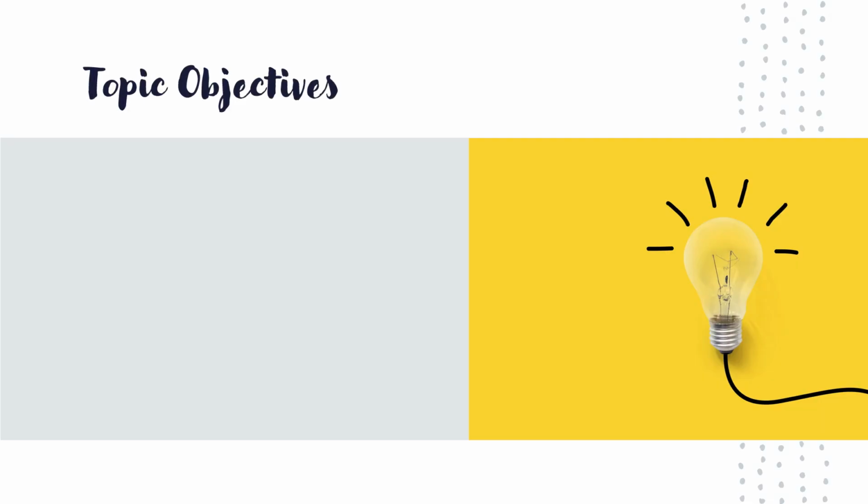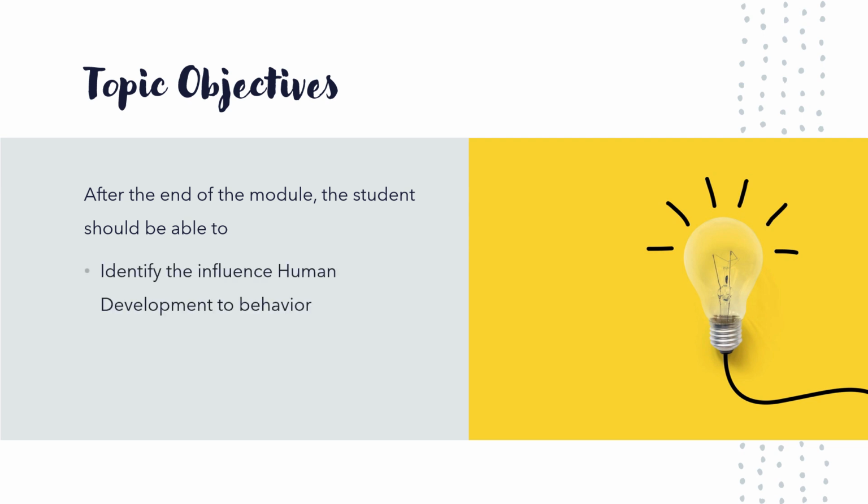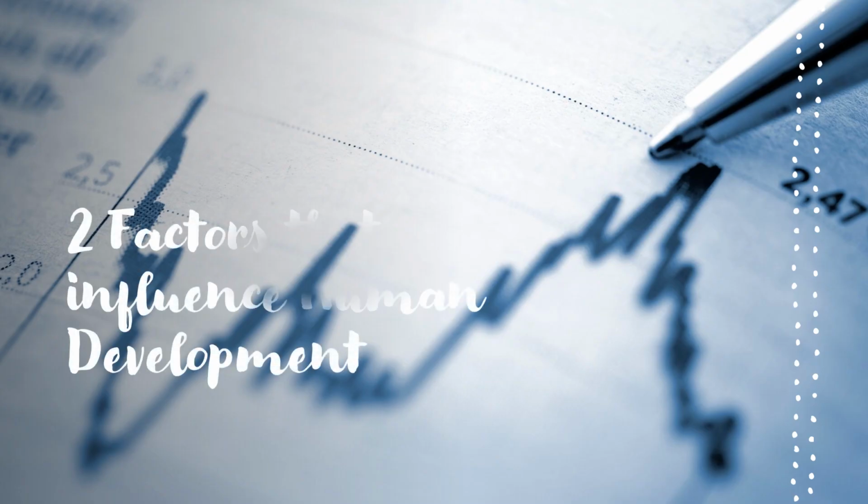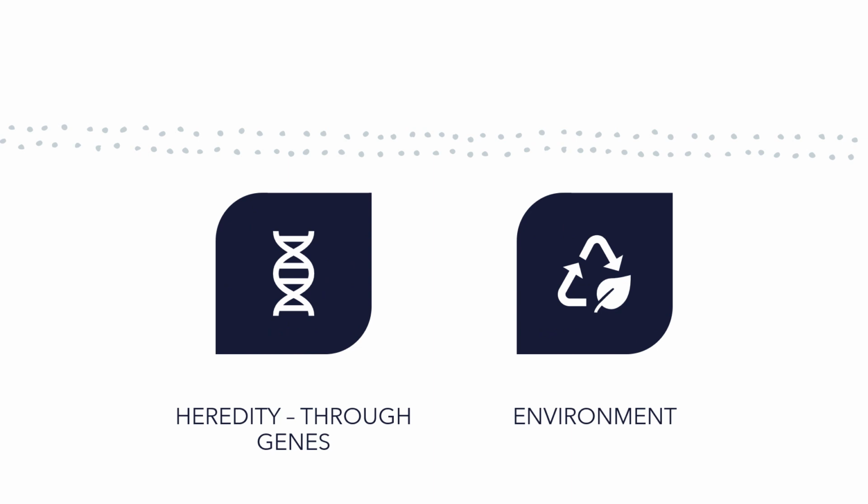For our topic objectives, at the end of this module, you should be able to first identify the influence of human development on behavior and understand the mechanisms of heredity. There are two factors that influence human development. Let's go through them one by one. The first one is heredity, which is through our genes, and the second one is our environment.